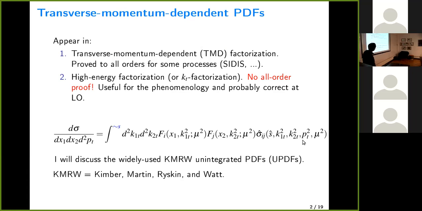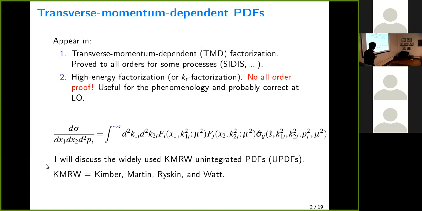The main difference with collinear factorization is the dependence on the transverse momentum of the initial quark or gluon. And you can see it's important that typically you do the integration up to a very large scale.